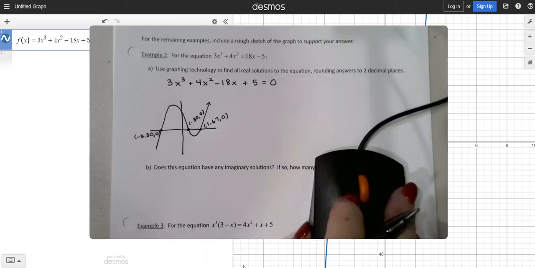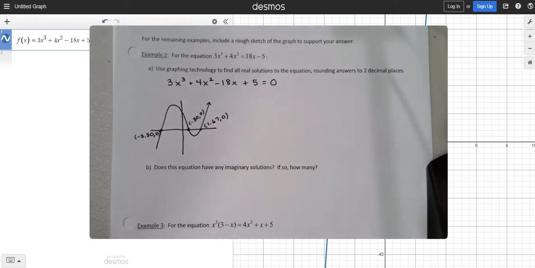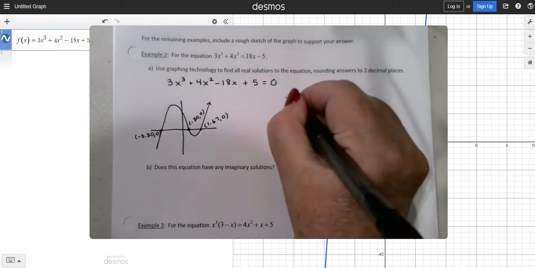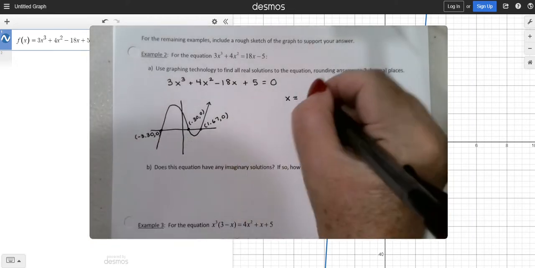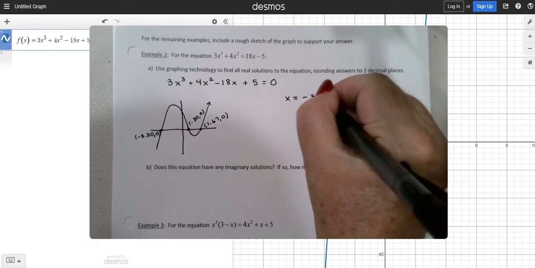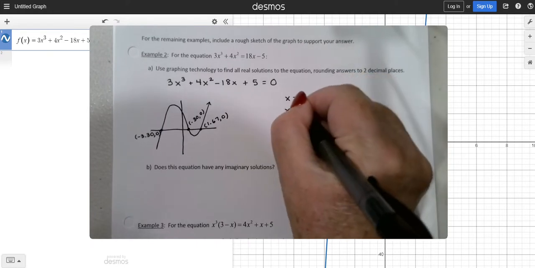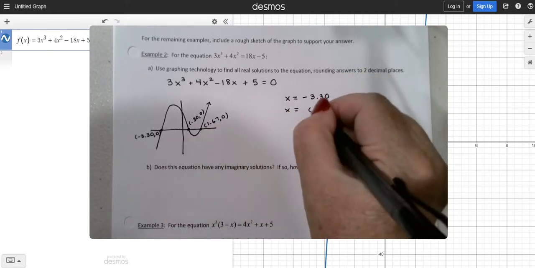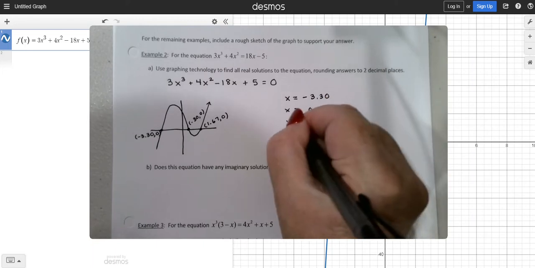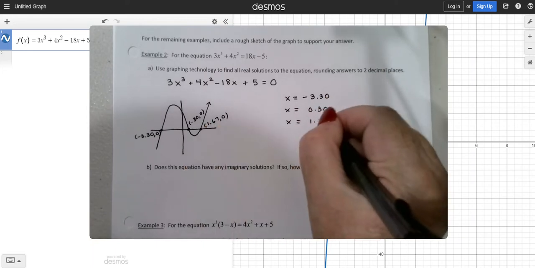So the graph that I'm using to support my answer just looks like that. Again, a rough sketch. The x-intercepts are the only things that are really important. And I'm going to say my solutions then would be x equals negative 3.30, x equals 0.30, and x equals 1.67.